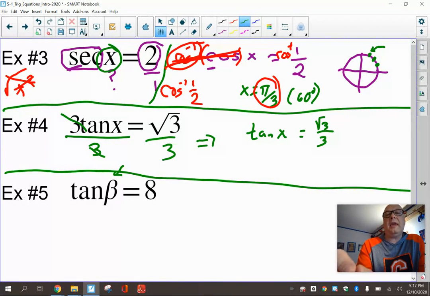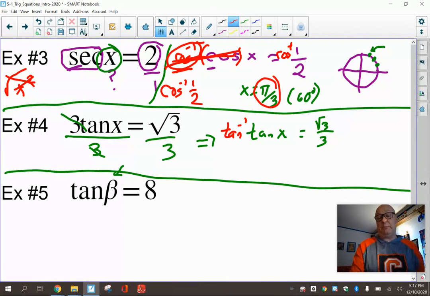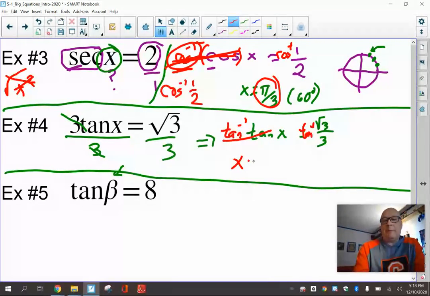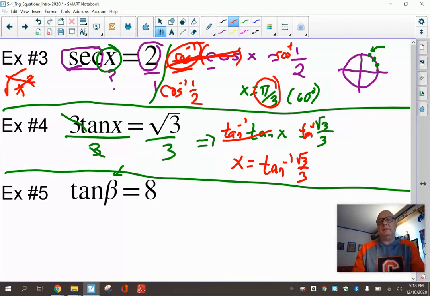It's okay if you decide not to use this little inverse notation, but I'm going to, because that inverse notation is going to be a separate problem later in this chapter, and we'll talk about it when we get there. So I want to keep doing it for now, just to get you used to it. So I do that little tan with a -1 thing to both sides to cancel that. So my answer is x equals inverse tangent of the square root of 3 over 3, which means the tangent of what equals the square root of 3 over 3.